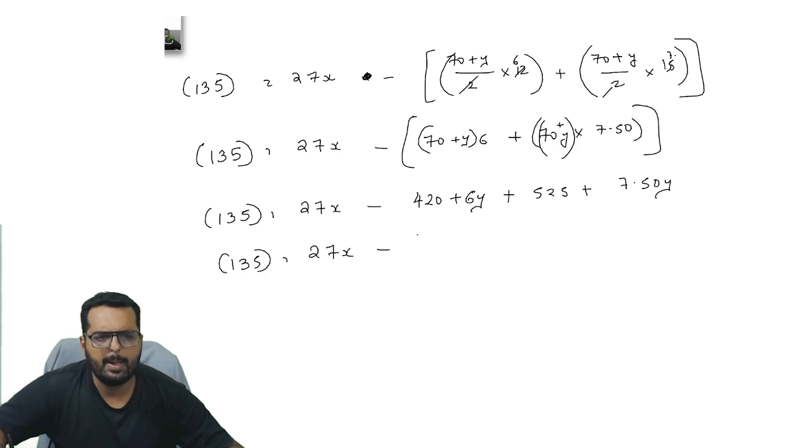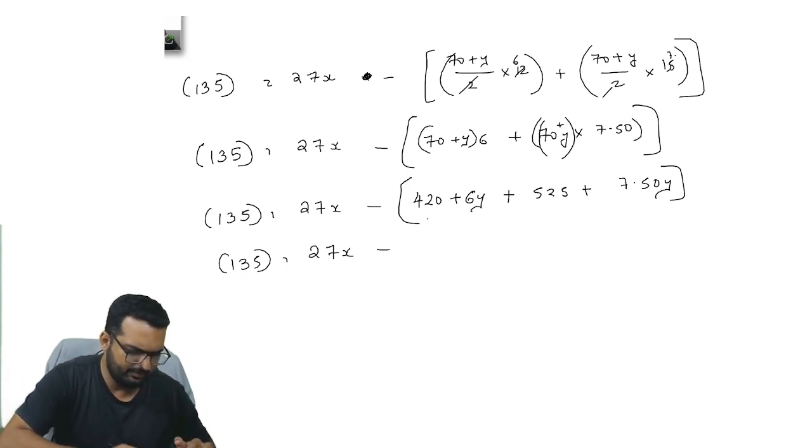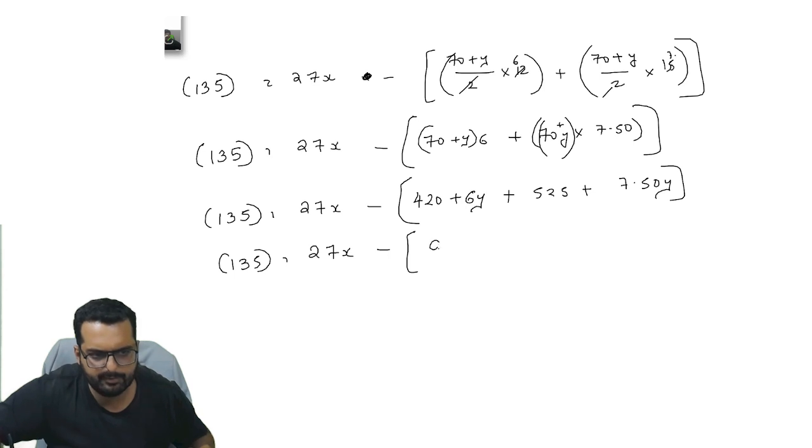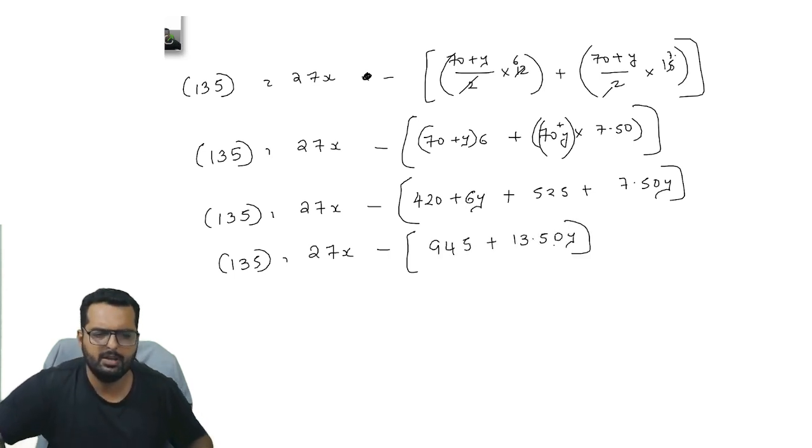27x minus... so I'll add up 420 and 525. That will turn out to be 945 plus 13.50y. I still doubt we'll be able to solve it in this manner.